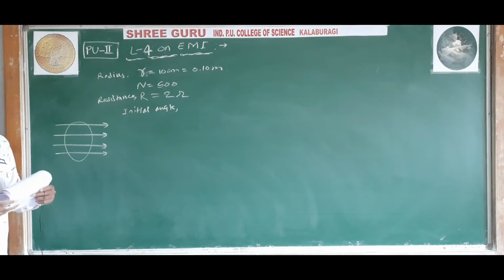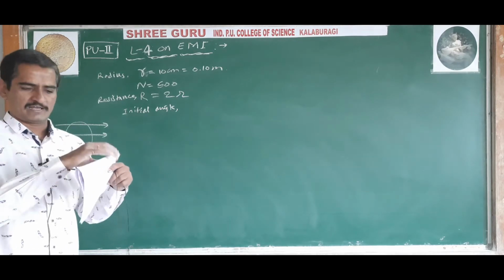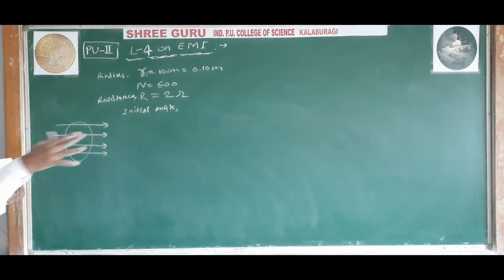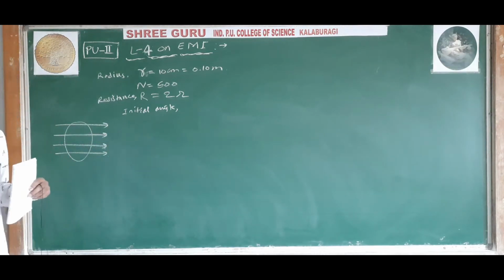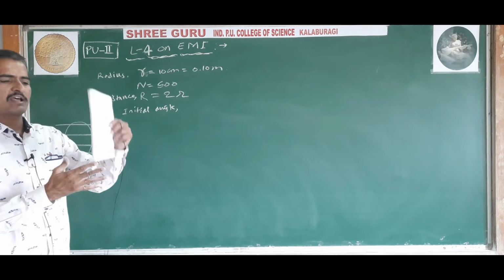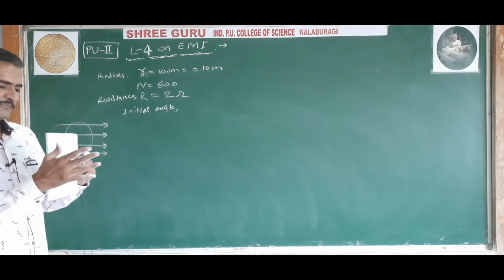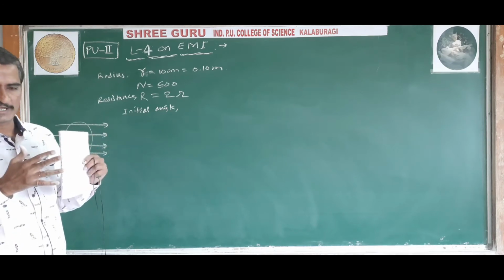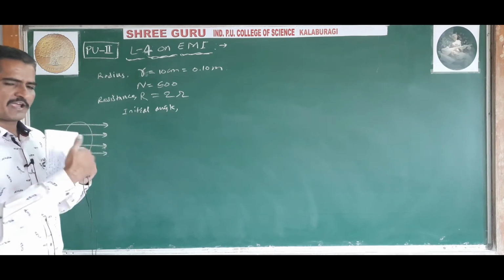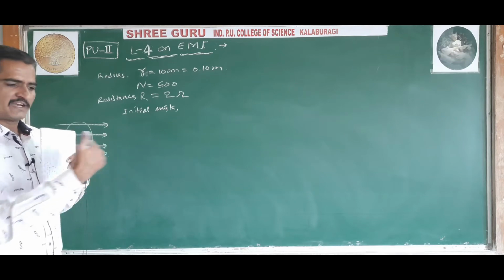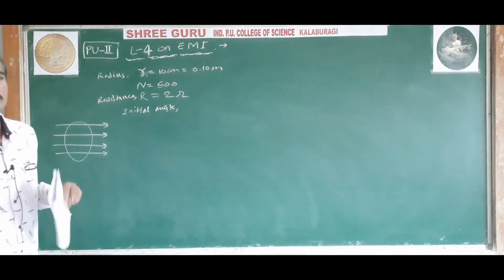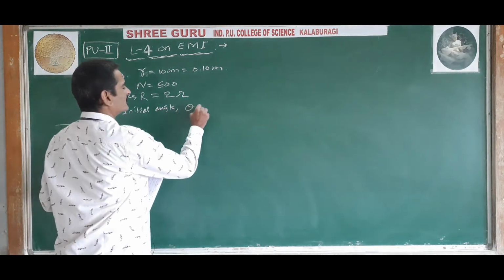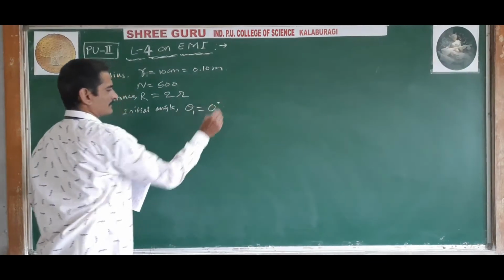Imagine this as the circular coil and this is the horizontal component of the magnetic field, and the plane of the coil is perpendicular to it. Now if we draw a normal to this area, that normal and the magnetic field are both in the same direction. So the initial angle theta 1 is equal to 0 degree.